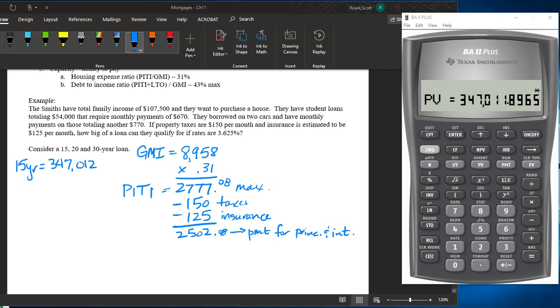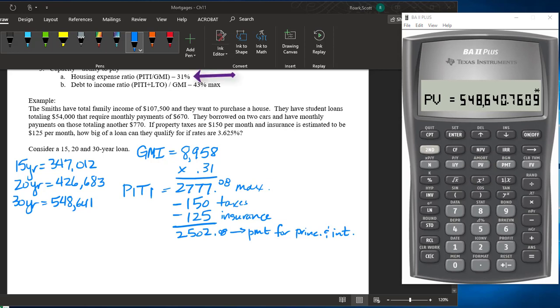We can do the same calculation for a 20-year loan. Hopefully it's intuitive that they're going to be able to get a bigger loan because they can stretch it out further. So all we're going to do here is change the number of periods. 20 times 12 is 240 periods, and we compute the new present value, which gives us a new loan amount of $426,683. Finally, we can look at a 30-year loan. That's going to be 360 periods, and we again compute the new present value. That's going to be the maximum loan amount, in this case $548,641. And we have figured out all of the numbers for the housing expense ratio.